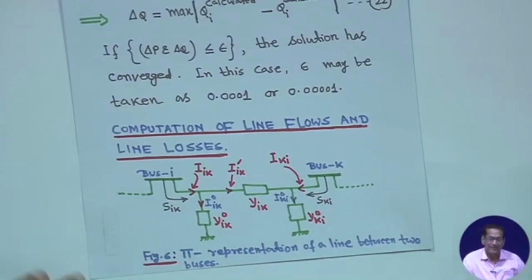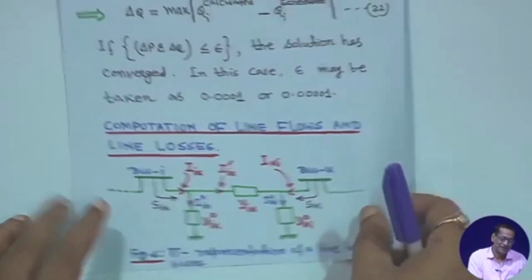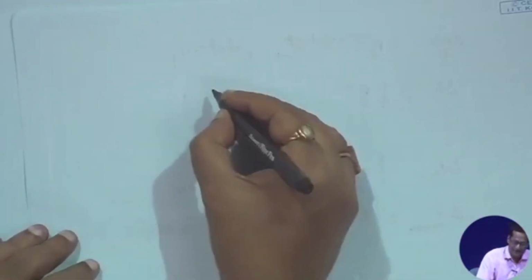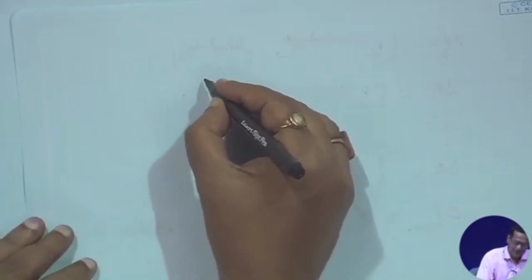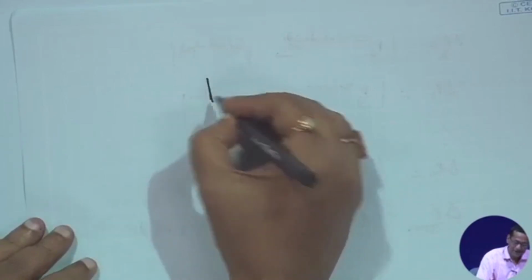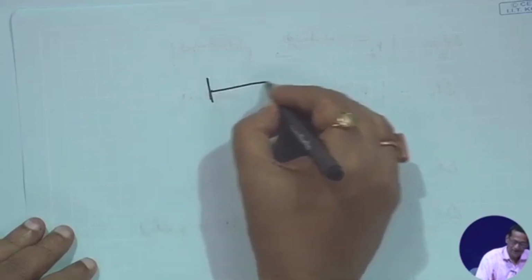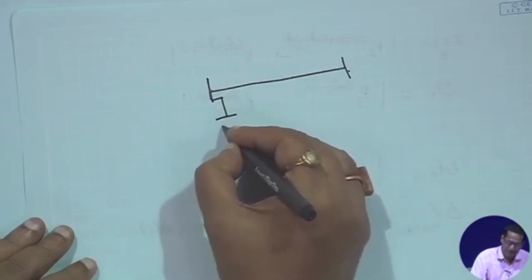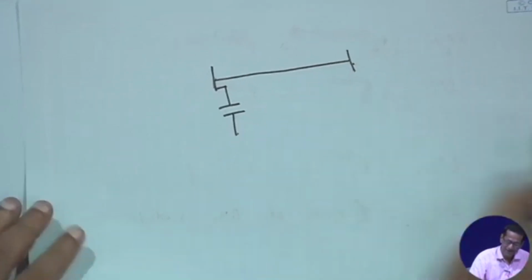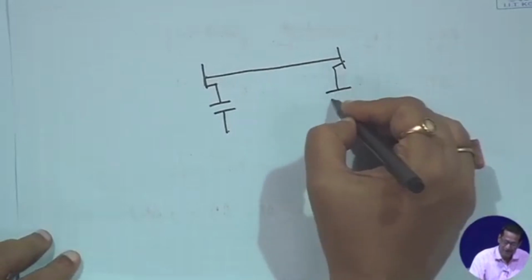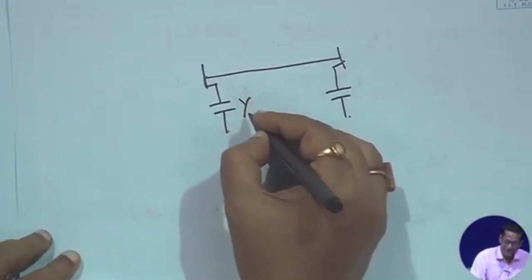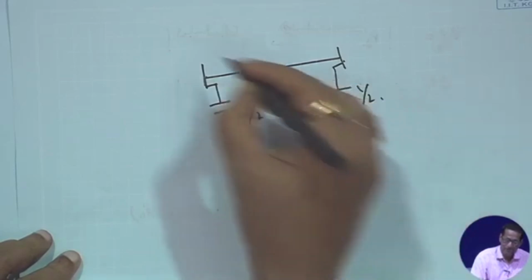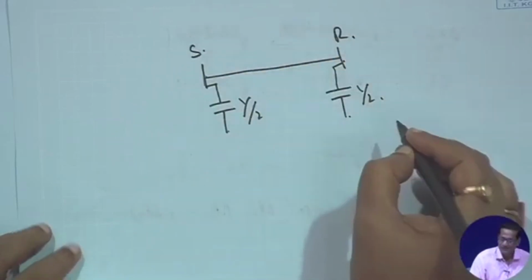You have seen that when you make it like this, this is the sending end and this is the receiving end line. On both sides you have the charging admittance, y by 2 and y by 2.